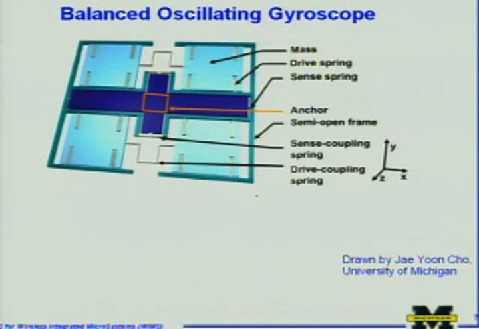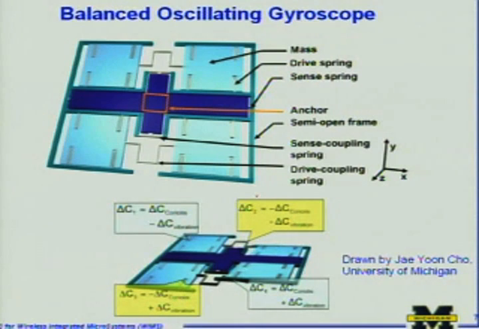This gyroscope is the gyroscope in our research. It is called the balanced oscillating gyroscope. It vibrates in the x-y plane. During rotation, the Coriolis force makes the mass have a displacement in the z-axis, so that the capacitance between the mass and the sense electrode beneath it will change.